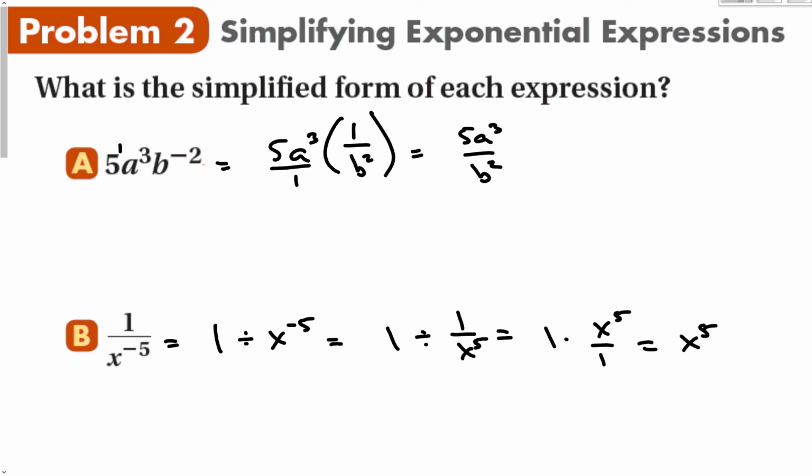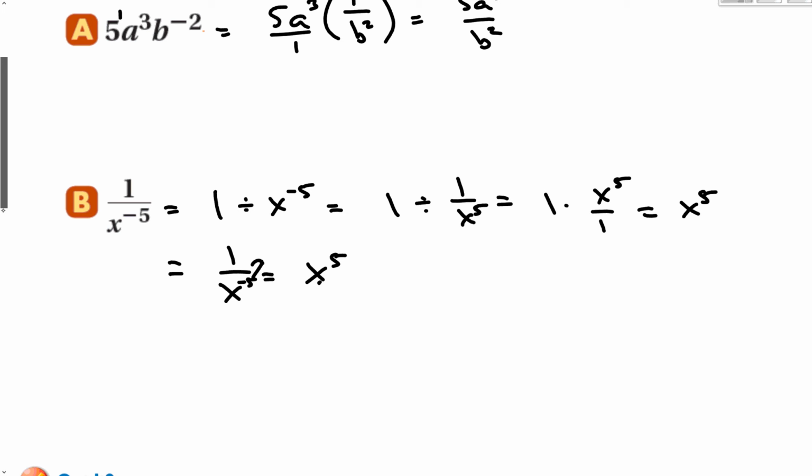Now that's the long way to go about it. Basically what I like to do is just see this 1 over x to the negative fifth power and just say, okay, we have a negative exponent in the bottom of a fraction, it becomes positive when I move it to the top. So this comes up and it turns into x to the positive fifth. Let's try some got it problems.